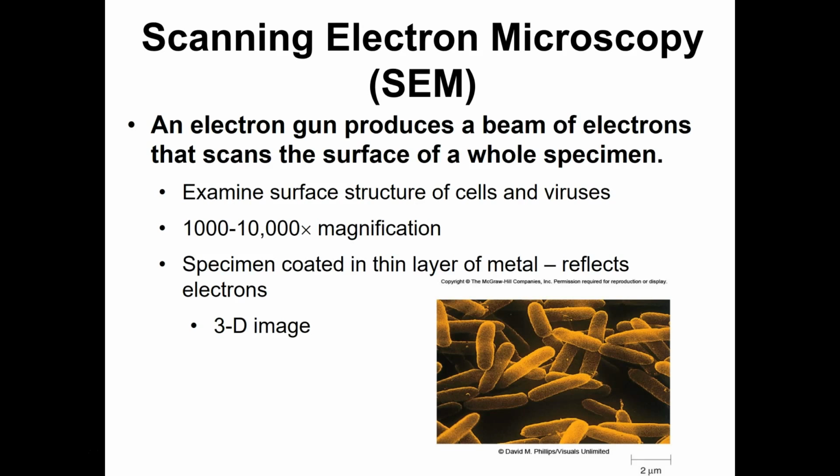They don't blast electrons through the specimen. Instead, they use electrons to scan the surface of a specimen. So these generate three-dimensional surface maps. They're good for looking at the surfaces of cells and some viruses. They're not as powerful as transmission electron microscopes. So you're looking at 100,000 to 10,000 x magnification.